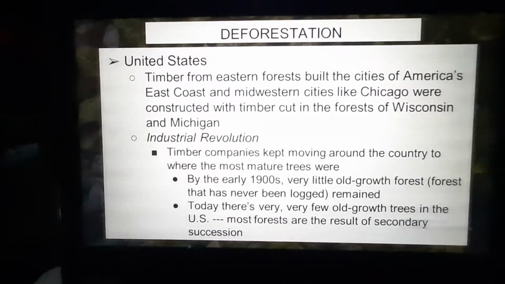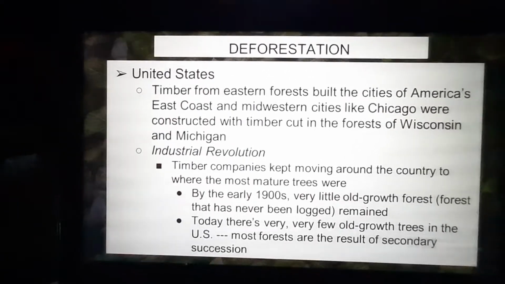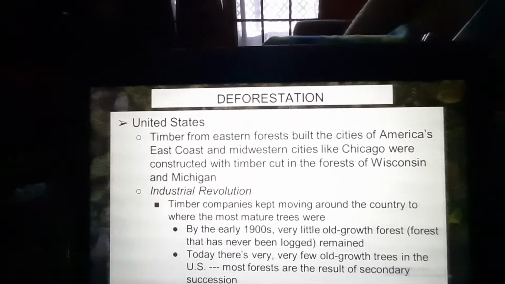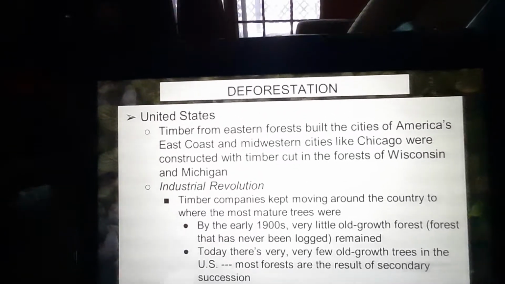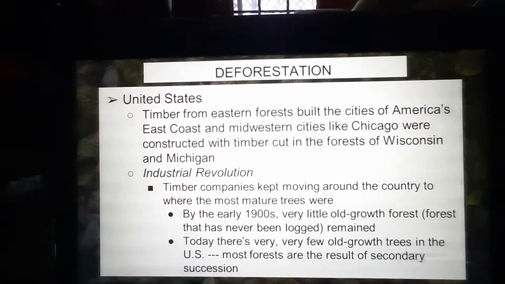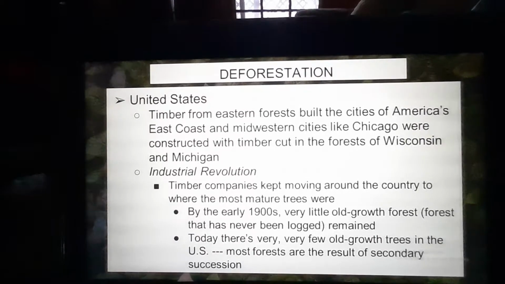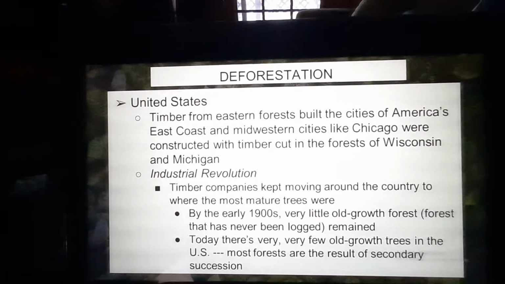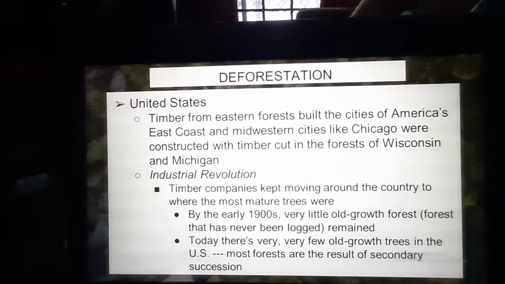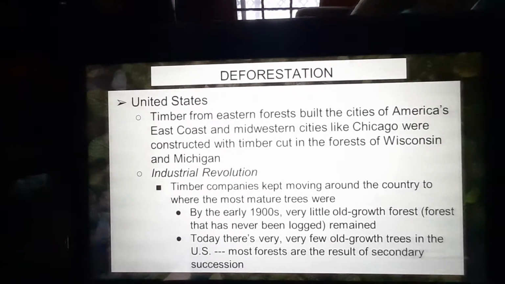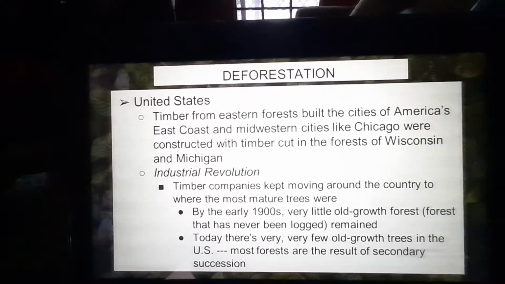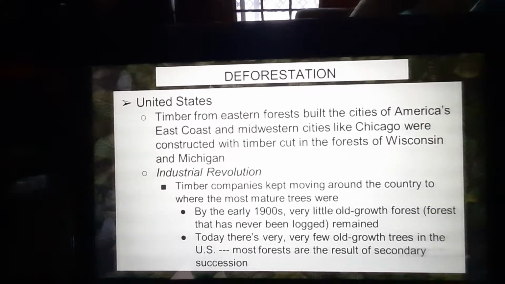In the United States, timber from the eastern forests is what built the cities of America's East Coast. So you're talking New York, Boston, and in the Midwestern cities like Chicago and the Ohio cities, they were constructed with timber cut from Wisconsin and Michigan. We don't think of cities as having been built out of a lot of wood. We usually think of cement and iron. But when these cities were first founded, we didn't do a lot of building with those kinds of things. Most structures were still made out of wood.